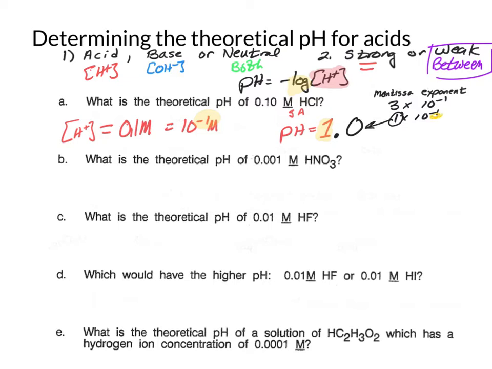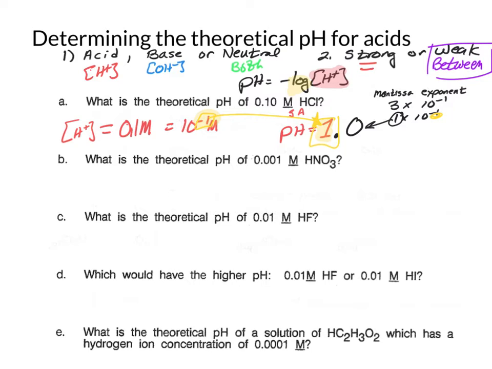We're going to ignore anything that would be in front of the exponent, and we're going to just use that exponent to find the pH. So in this case, our hydrogen ion concentration is 10 to the negative 1, so our pH is 1. Now you try letter B. Pause the video while you get the answer.